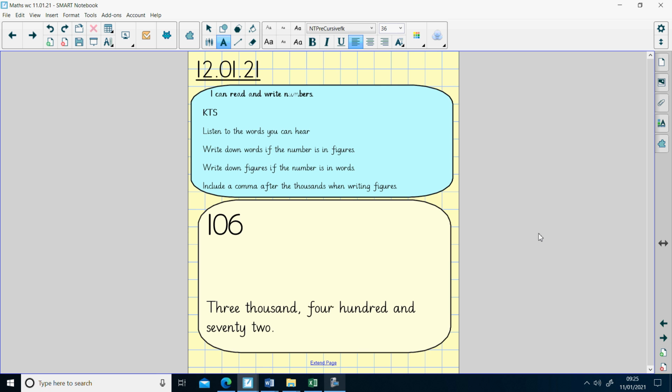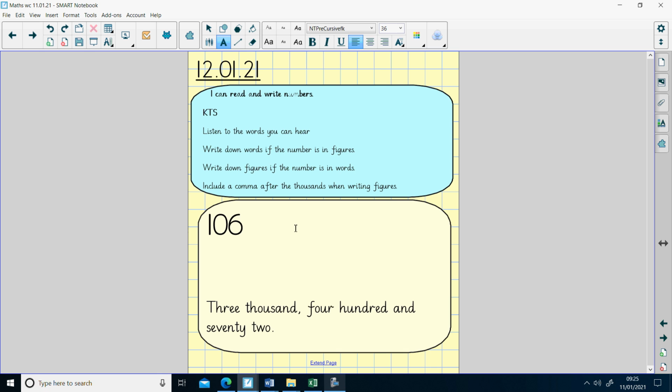So when we are reading and writing numbers, it's really important to listen to the words that you can hear. It's really important, if the number is in figures, that you write it in words. And it's the other way round. If it's in words, you're going to need to write it in figures today. And remember to include that comma after the thousands when you're writing in figures. So on the board I have got a number here. What number is this, Year 4? Well done, it is 106.